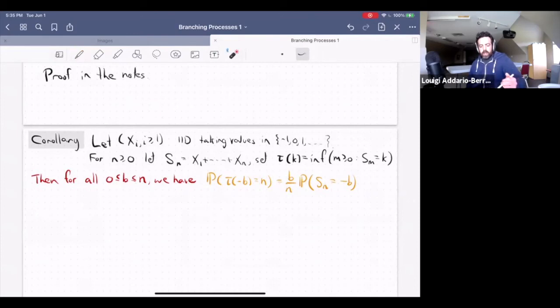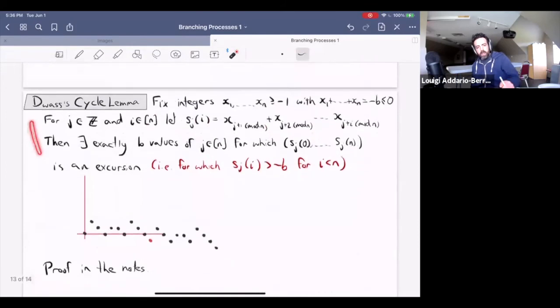Okay. So the way you would prove this using the cycle lemma is by conditioning on the values x1 up to xn subject to this condition, and then asking, well, if I tell you the values x1 up to xn, but only up to cyclic shift, I'd say these are the values, but I'm not telling you which of the n possible orders they actually appeared in. Well, then you can tell that this event happens. And because the random variables are IID, any one of those n possibilities is equally likely. But of those n possibilities, only b of them actually correspond to an excursion by the cycle lemma.